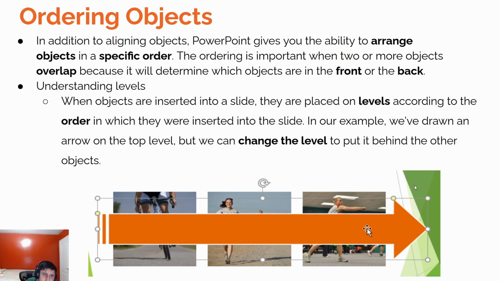Now, ordering objects. So in addition to aligning objects, PowerPoint gives us the ability to arrange objects in a specific order. The ordering is important when two or more objects overlap because it will determine which objects are in the front or the back.